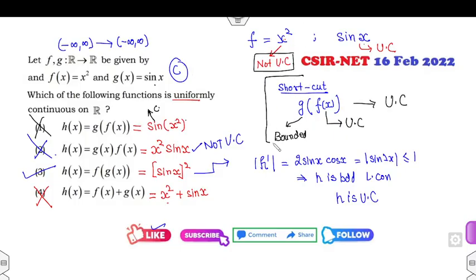Students, remember this very beautiful shortcut trick. You can solve this problem whenever there is a composition method.